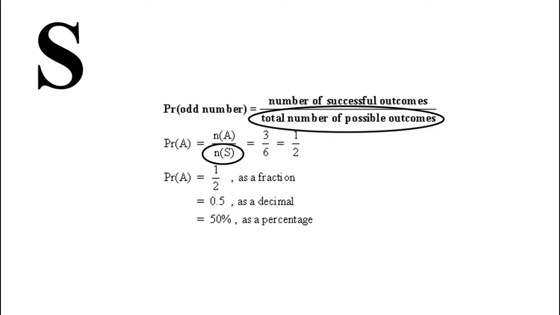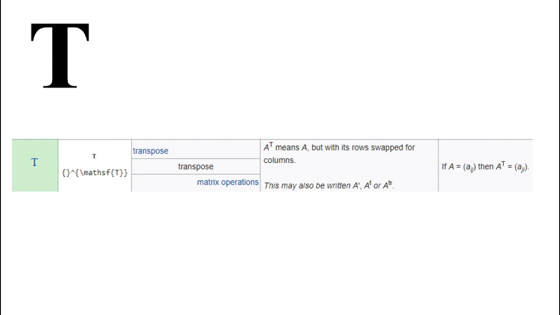S is used to denote the set of all possible outcomes. So the total number of possible outcomes would be denoted as n(S). T is used in matrices, which means transpose, so the rows swap with the columns in a given element. So 1 4 2 3 would be 1 2 4 3, I guess.